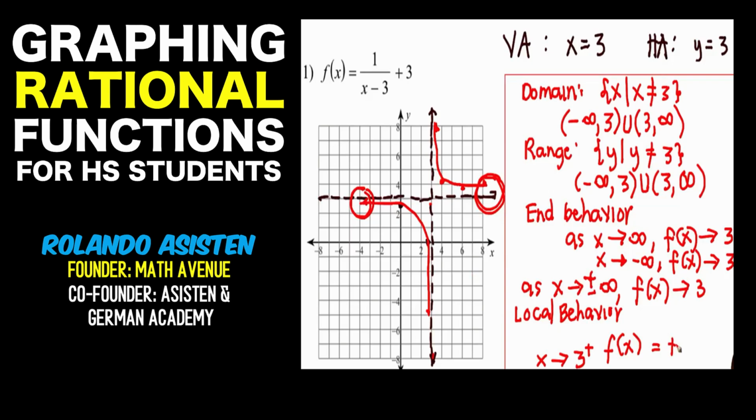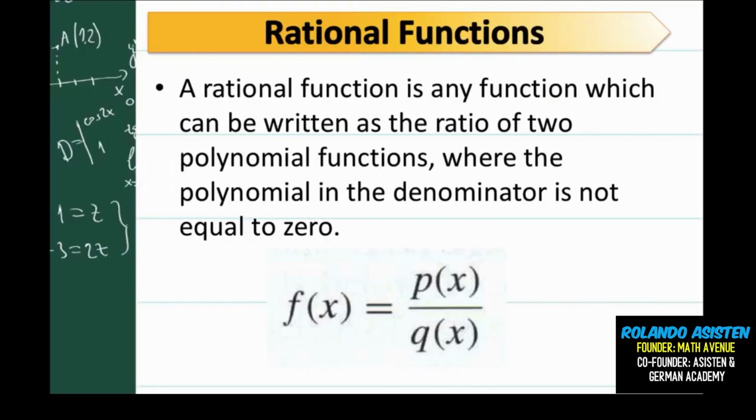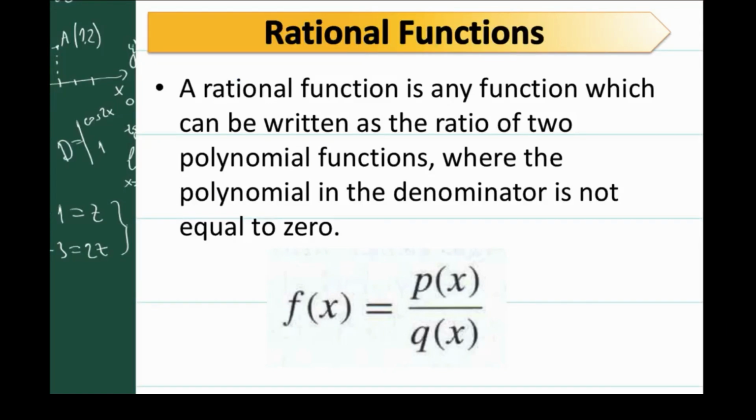Today we are going to graph rational functions. So what do we mean by rational functions? A rational function is any function which can be written as the ratio of two polynomial functions, where the polynomial in the denominator is not equal to 0.